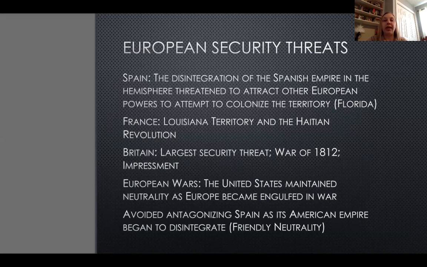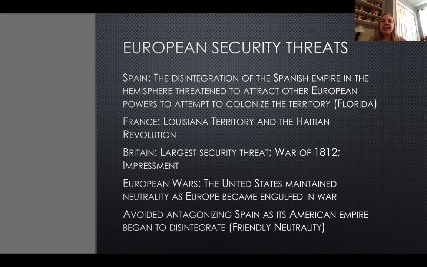The Europeans are continuing to operate in the Western Hemisphere, and the United States is concerned about these European powers attacking it while it is still very young, weak, and fledgling. So as far as Spain is concerned, the United States is very concerned about how the Spanish Empire in the Americas is beginning to disintegrate.